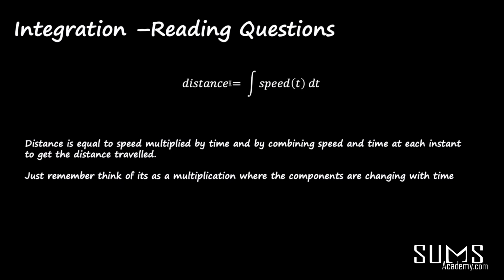So reading this question, what's the way to think about it? You'd think distance is equal to the integral of speed times time. This is literally it, speed times time, just written out differently. So your total distance is equal to your speed multiplied by your time. But what you're doing is combining each speed with every little chunk of time at each instant, and you get all these little distances and add them all together to give your final answer.